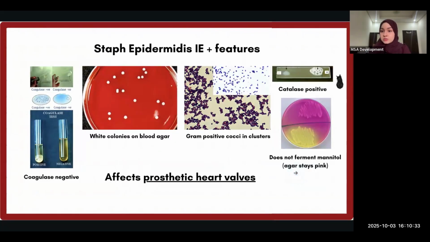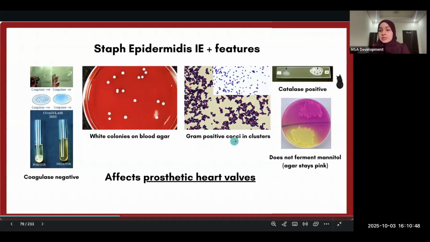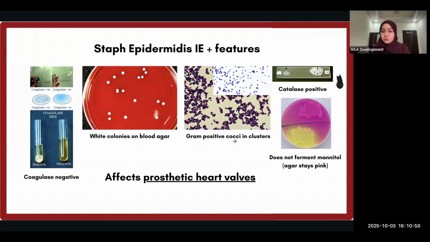Next, we have Staph epidermidis. Not much was discussed about this in terms of clinical features like infective endocarditis. However, know that it affects prosthetic heart valves. As for its laboratory features, it is gram-positive cocci in clusters, exactly the same as Staph aureus. So if you just see the gram stain, you will not know how to differentiate them. You can't say based on the gram stain if this is Staph epidermidis or Staph aureus.